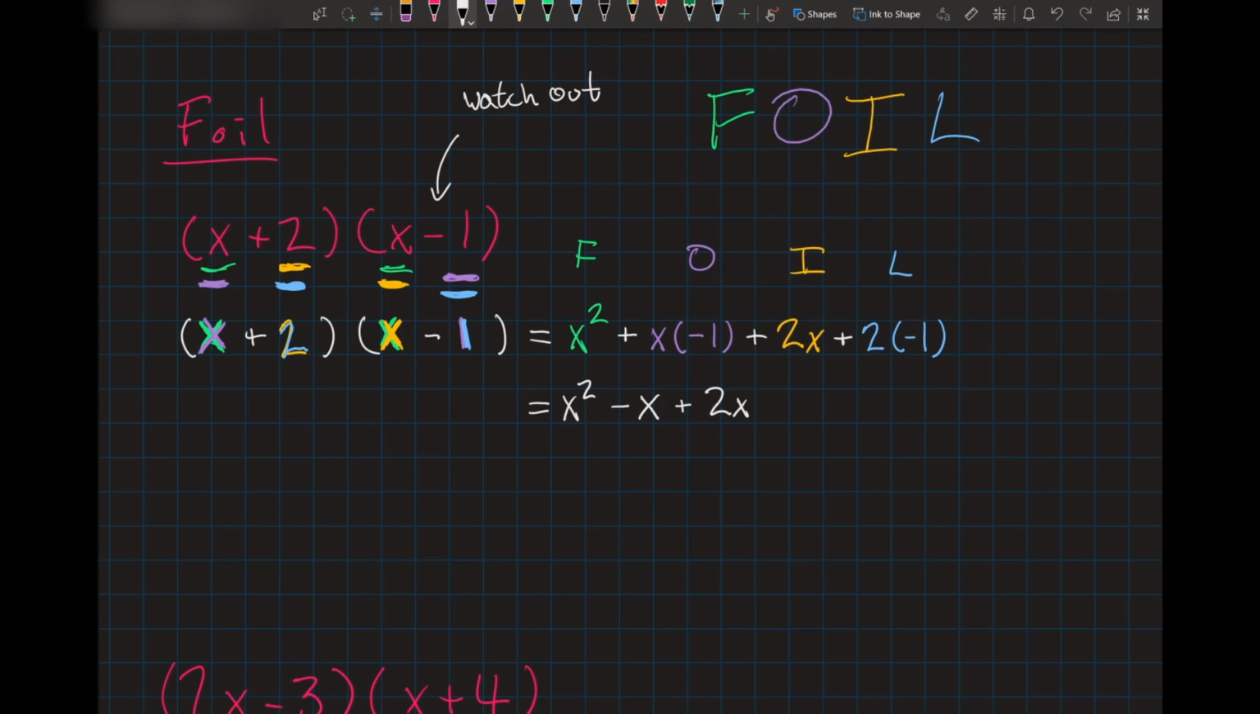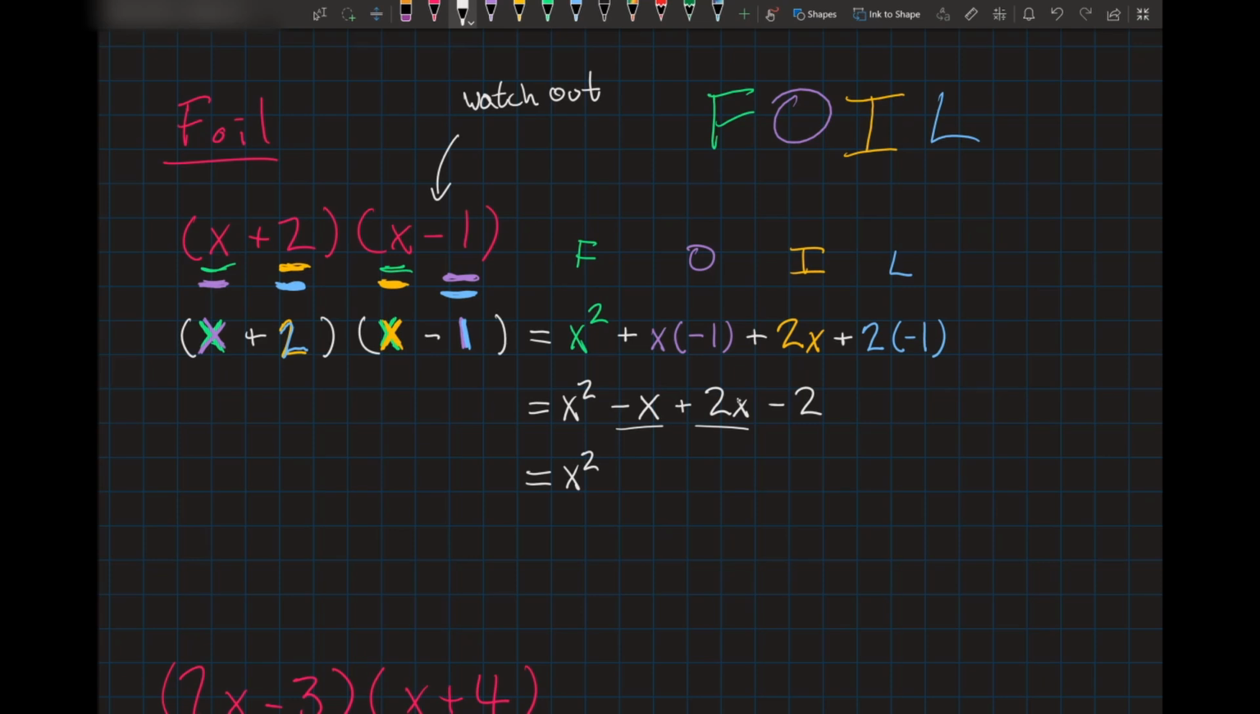And then the last one, plus 2 times negative 1. Again, 2 times negative 1 is negative 2. So I'm going to replace it with minus 2. Alright, and we can simplify this further because we've got 2x terms here. We've got x squared, so negative x plus 2x.